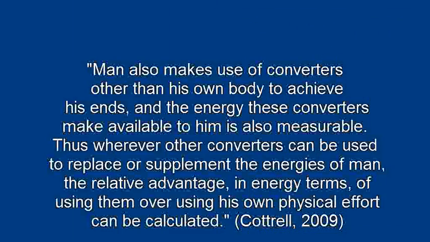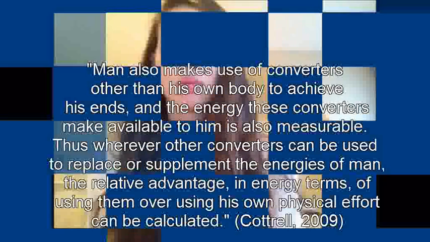To put this into perspective, Fred Cottrell wrote a book called Energy and Society, which demonstrates his global perspectives on energy. This can be linked to the potential and kinetic energy found in the bow and arrow. In this book, Cottrell states, "Man also makes use of converters other than his own body to achieve his ends, and the energy these converters make available to him is also measurable. Thus, wherever other converters can be used to replace or supplement the energies of man, the relative advantage in energy terms of using them over his own physical effort can be calculated."